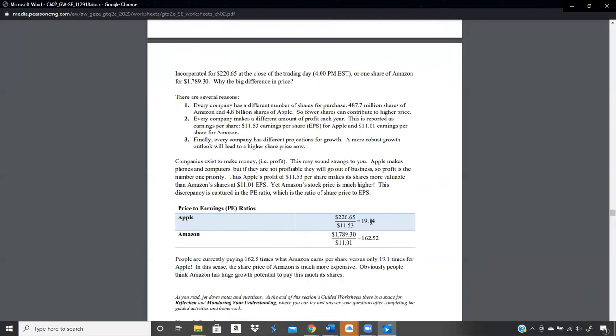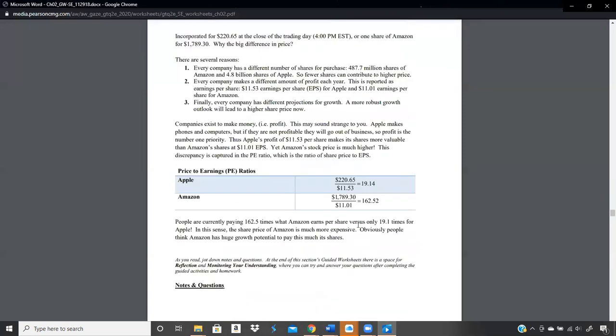So I will just go ahead and spoil this. This 20 number, this 19 number is a lot closer to the porridge, the sweet spot. This 162 is way out there. It sounds a little ridiculous. So obviously people think Amazon has huge growth potential to pay this much in its shares, and they just keep proving that they do. Because again, at the time of this printing, it was at 1,800, and now I'll pull up my stock ticker on my phone. Now it's at about 3,200. So it's almost doubled since this page was printed a couple years ago. That's insane.